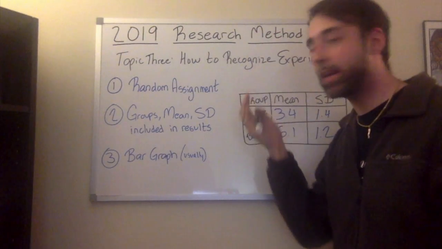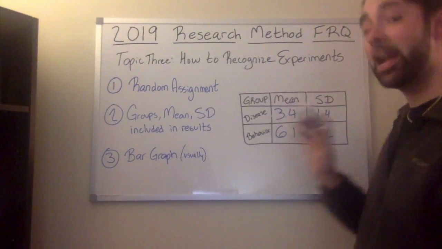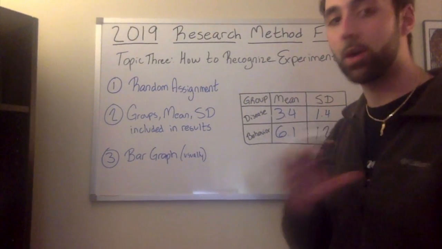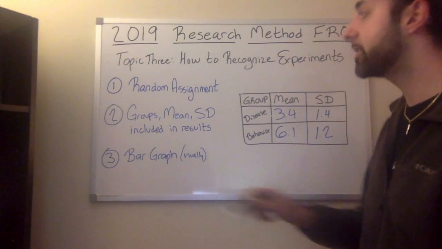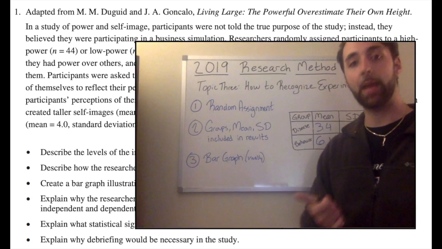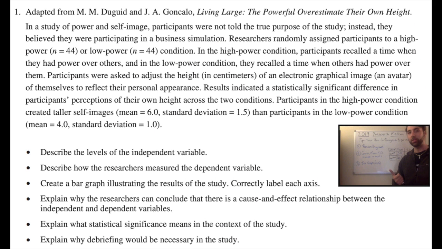The third point we're going to talk about is how to recognize that you're actually looking at an experiment as opposed to correlation or a naturalistic observation. The first dead giveaway is if random assignment is either described in the prompt: the researcher flipped a coin to determine which group participants went into, the researcher pulled names out of a hat, or the method that we like, the researcher used a random group generator to split the participants into 2 groups randomly.